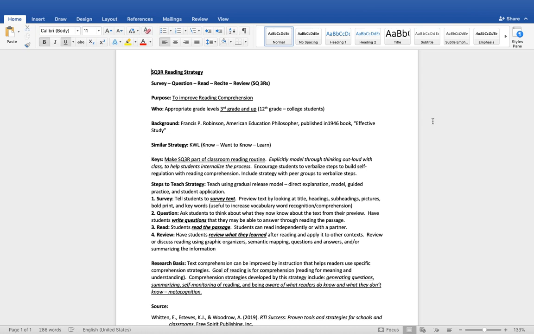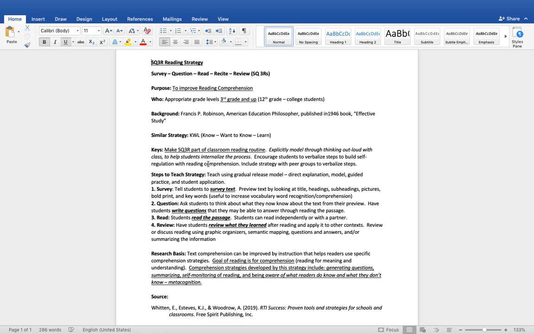In fact, this is similar to the KWL strategy. Similar strategy, KWL, the know for previewing reading, and then students discuss what they want to know as they read and as they go through their passage, and then what have they learned? So to summarize, again, this SQ3R is a very similar strategy to KWL, and it's a strategy that most educators are probably familiar with.